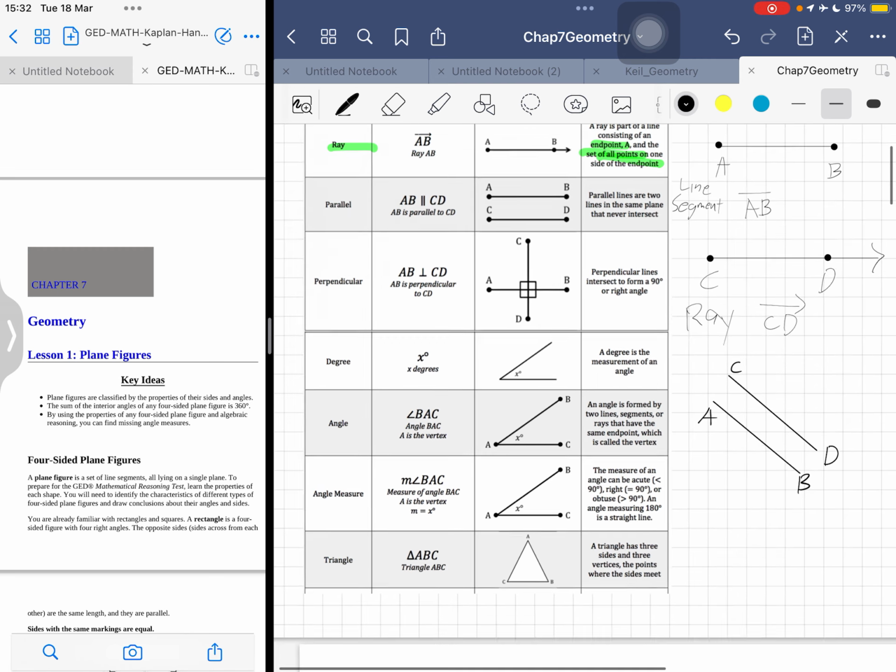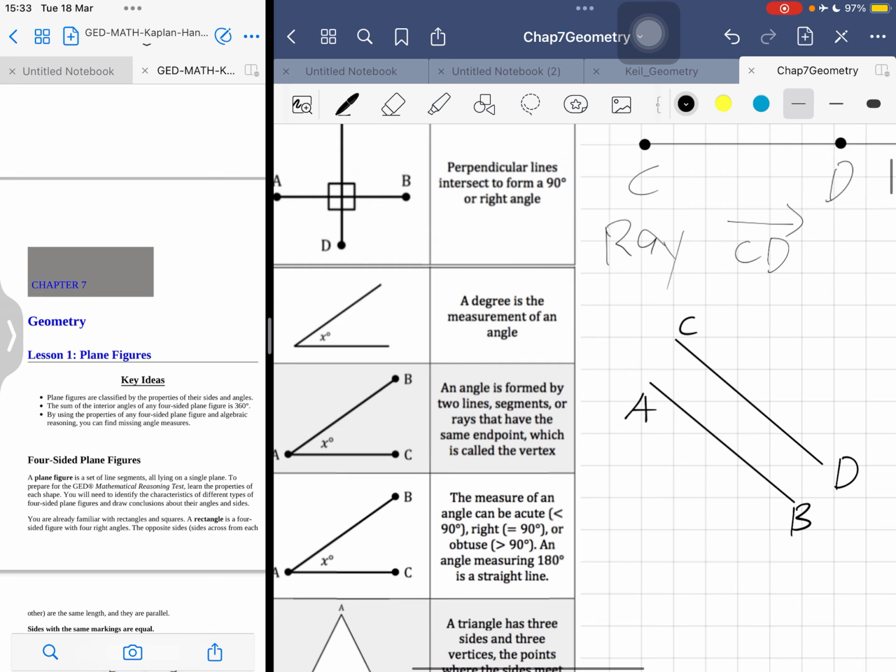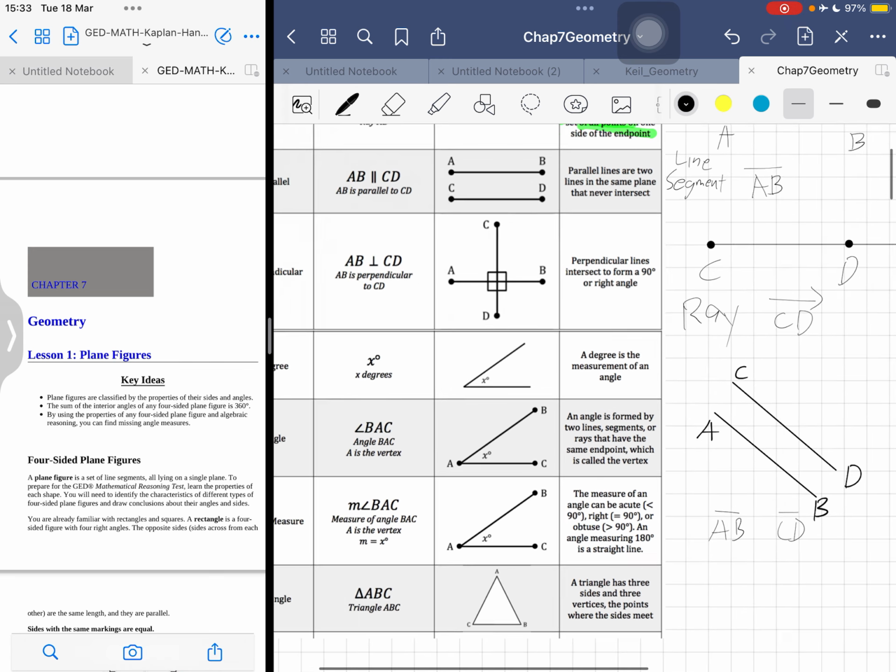Now we have two lines, line segment AB and line segment CD, and they are parallel.